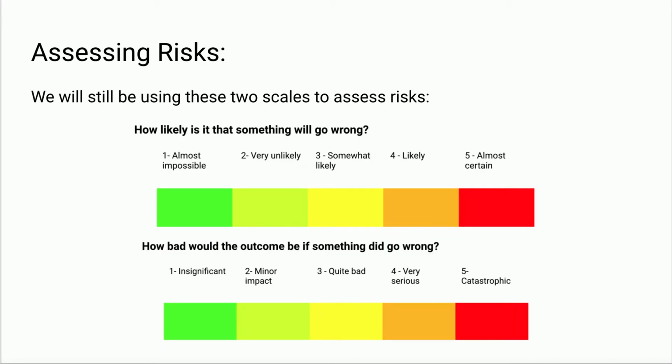So we've managed to reduce that amount of risk by putting in some control measures. So when we're assessing risk, we're still going to be using the same 2 scales that we have been using. When we're looking at how likely it is that something will go wrong, it will go from a 1, so that means it's almost impossible that it will happen, up to a 5, which means it's almost certain it will happen. And then the severity of the outcome, so how bad the outcome would be if something did go wrong, will go from insignificant, so that's barely noticeable, to catastrophic, so very serious.